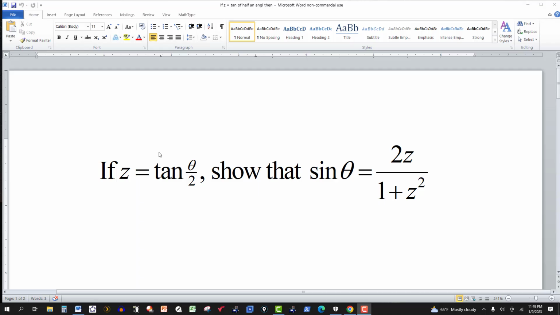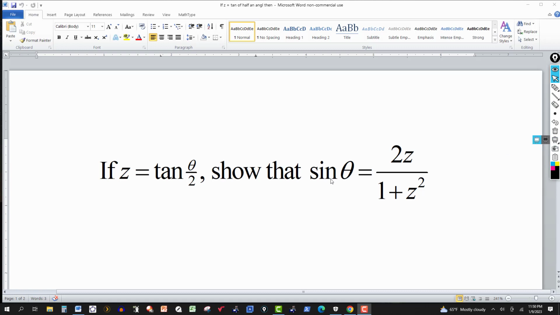In this video we have another trig substitution. It states if z is equal to tangent of theta over 2, we want to show that sine of theta is equal to 2z over 1 plus z squared. So you'll use this type of substitution in more advanced math courses, say Calculus 2. And in this case it's nothing more than an identity.